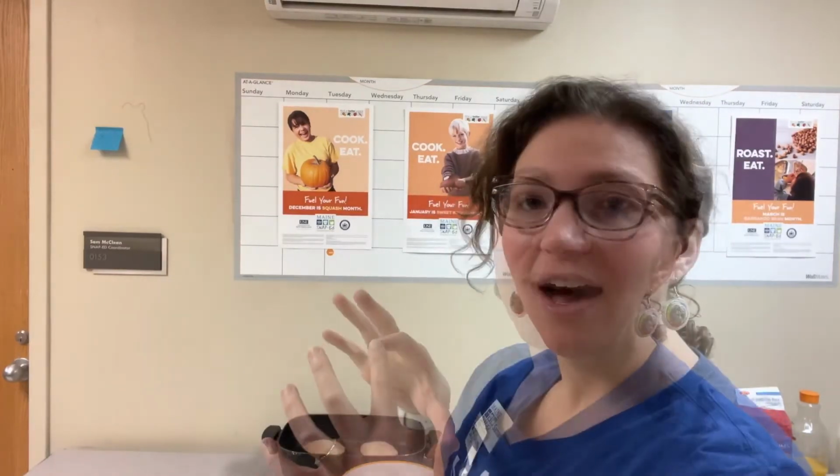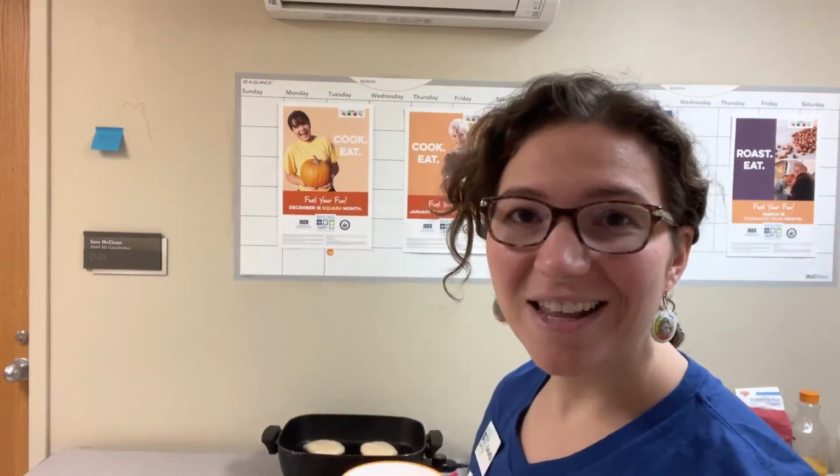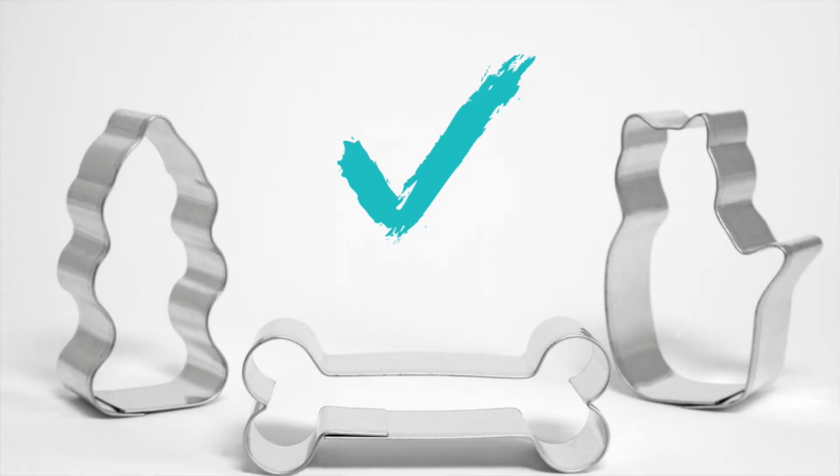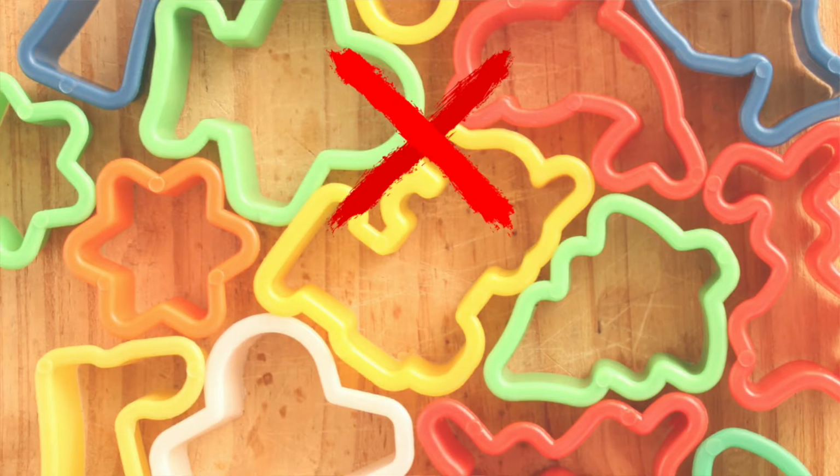Have you ever made little shapes with your pancakes? I didn't today, but I like to make little Mickey Mouse heads, or you could even put a little bit of batter into a cookie cutter and they make fun shapes. But make sure the cookie cutter is metal and not plastic so you don't melt it.